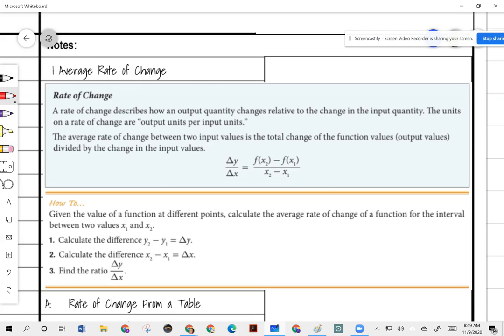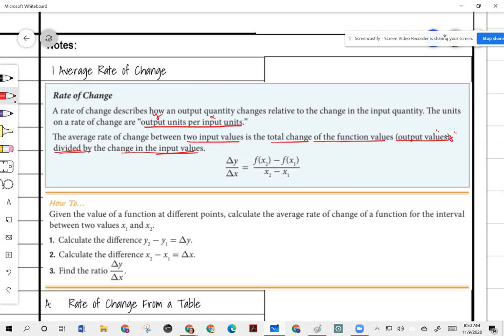The units on a rate of change are output units per input. Okay, so this is going to be important. Remember, output is like your Y and your input is like your X. So the average rate of change between two input values is the total change of that function values, which would be your Y, divided by the change in the input values.